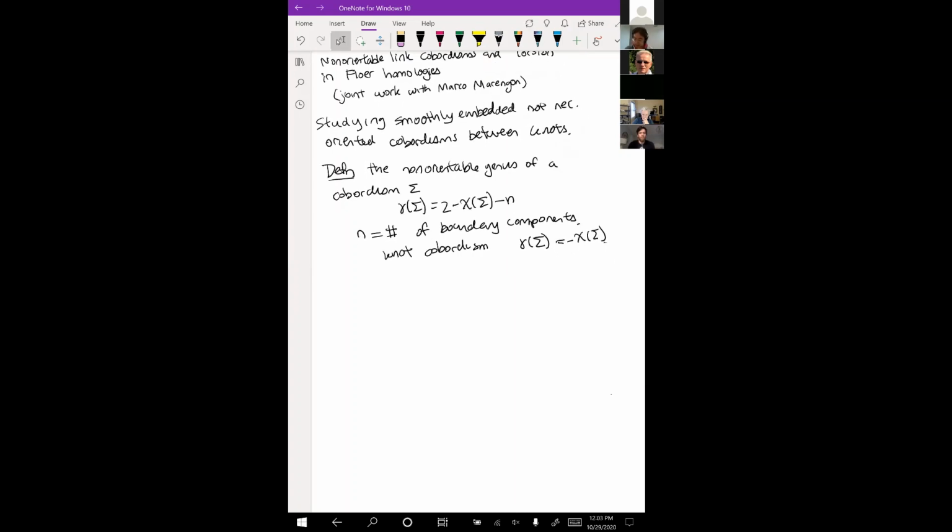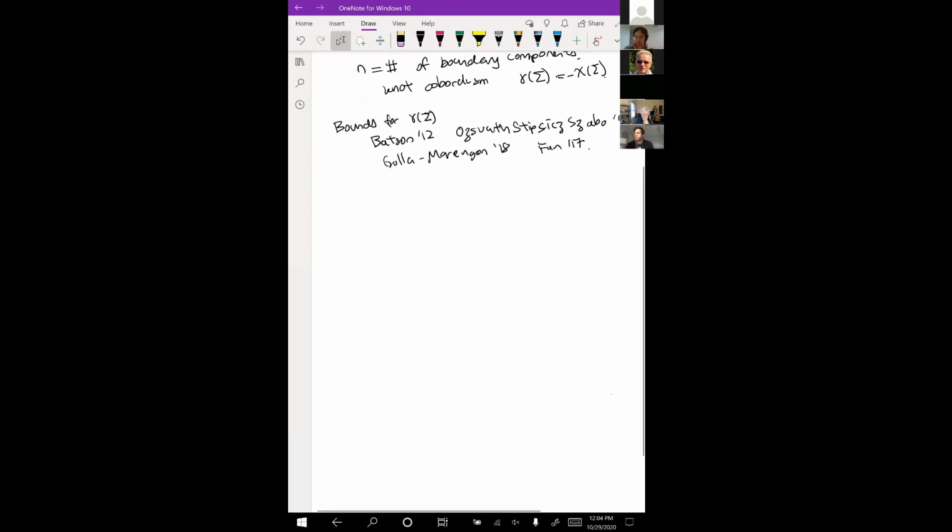Okay, so there are some bounds on this. There have been some recent papers that have given bounds for gamma sigma for various cobordisms. Some of these have been shown by Batson in a paper, and there are some others by Ozsváth, Stipsicz and Szabó, and by Gong and Marengon, and by Haofei Fan. These are mostly using an unoriented version of knot Floer homology, which we're also going to be talking about a little bit more today, except Batson's result, which used more topological arguments.